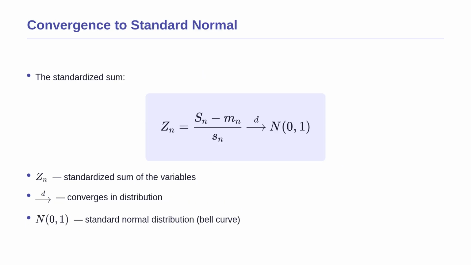If the condition we just discussed holds true, we get this beautiful mathematical payoff. We create a standardized sum, which we call Z sub n, by taking our total sum, subtracting its expected mean, and dividing by its total standard deviation. The arrow with the D on top tells us that as we collect more and more data, the shape of this standardized sum converges in distribution to a standard normal distribution. In plain English, this means that even though our individual variables are completely mismatched in their shapes and sizes, their total sum will perfectly form a classic symmetrical bell curve centered at 0.